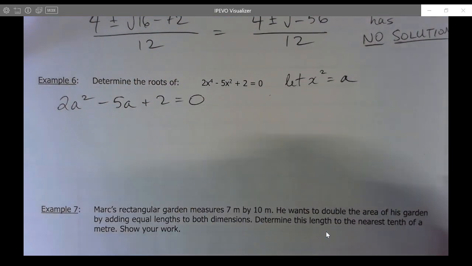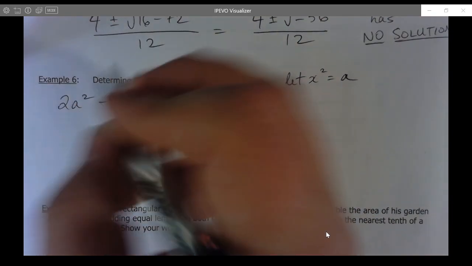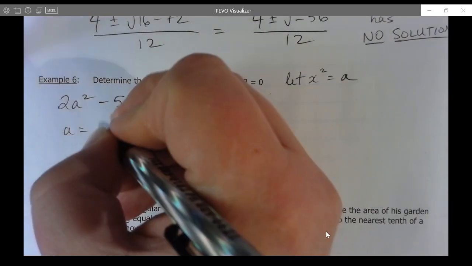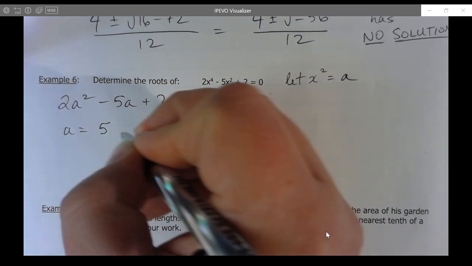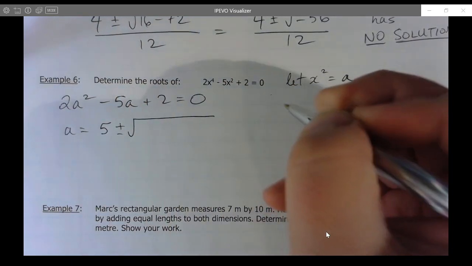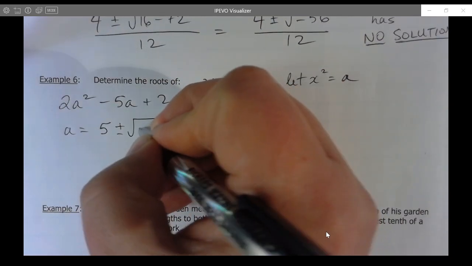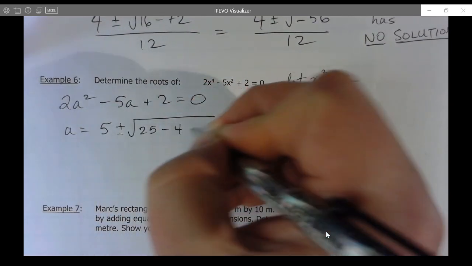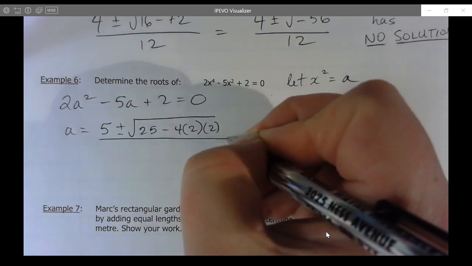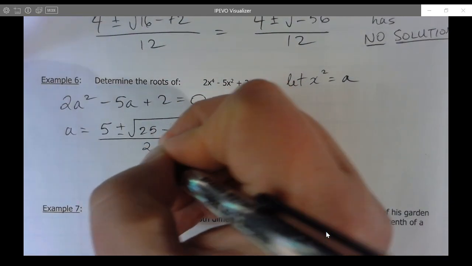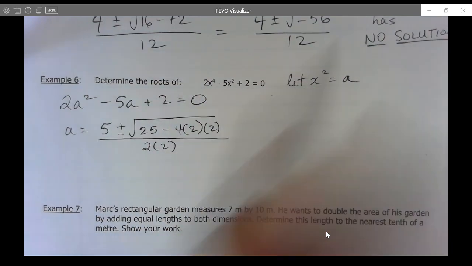So I can use the quadratic equation on that. A will equal minus the b value, so minus -5 plus or minus the square root of b squared minus 4 times a times c all over 2 times a, which in this case the a value is 2. Right?